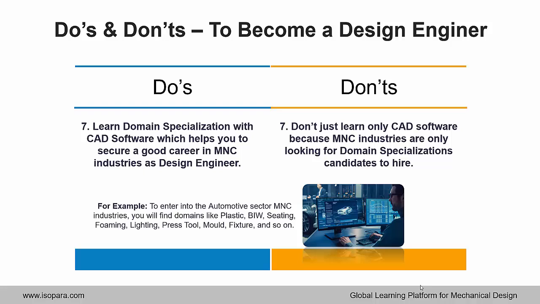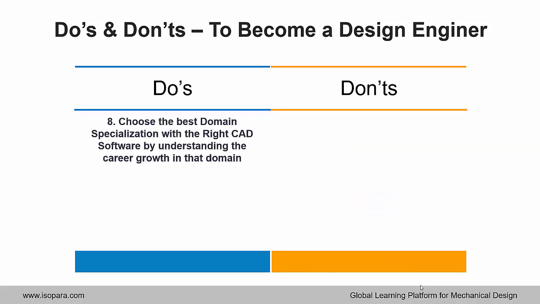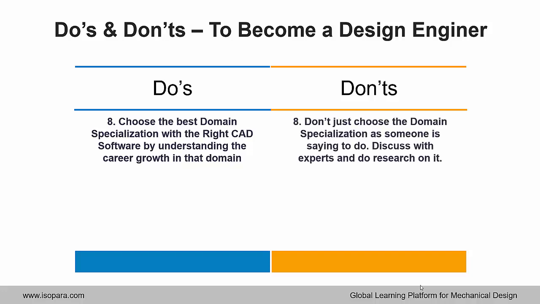Next is choose the best domain specialization with the right CAD software by understanding the career growth in that domain. Okay, then what not to do: don't just choose a domain specialization because someone is saying to. Discuss with the expert and do research on it. That's completely okay. As we saw in the last slide, there are a number of domains available in a particular sector of industry, so which domain you have to go into, that also needs to be found out. If you choose the best domain specialization with the right CAD software, you will definitely have good career growth. And if someone is saying to just go for a particular domain, then try to research it. Maybe that would be helpful, but if you do research and do not find it helpful, then try to find the best domain specialization.